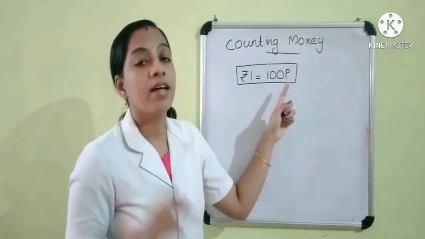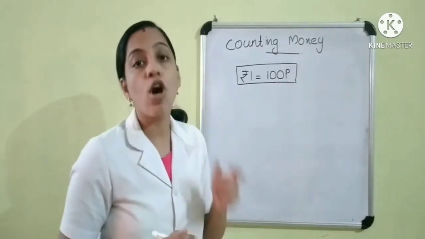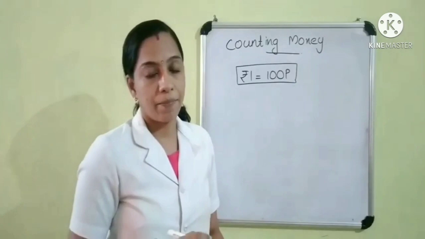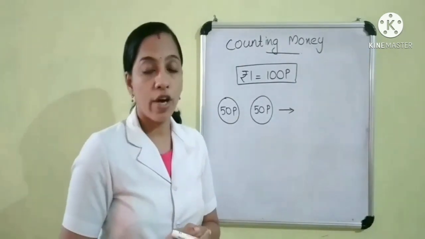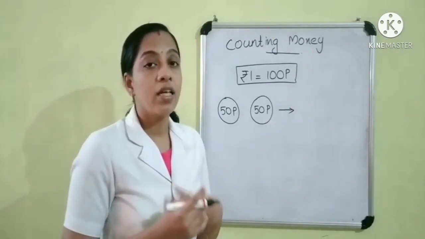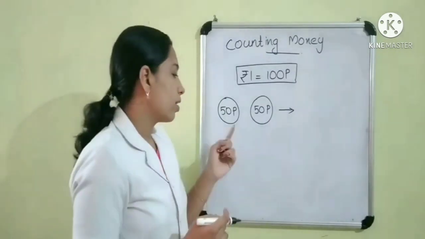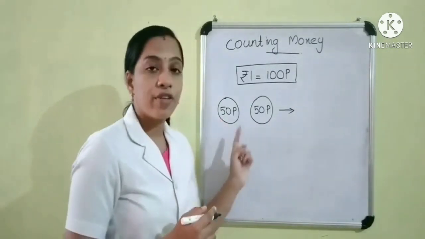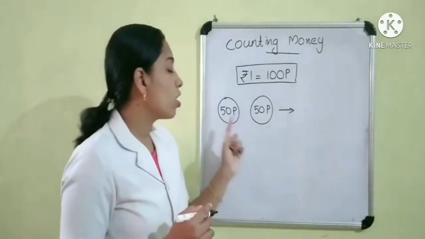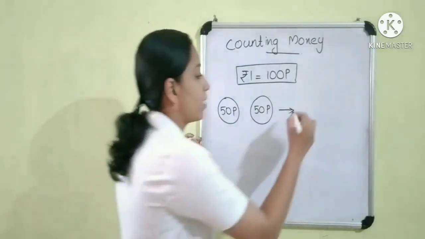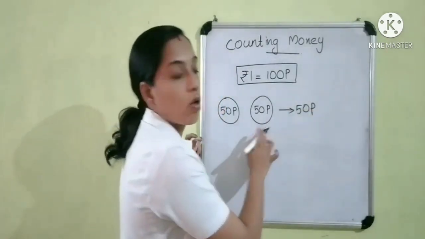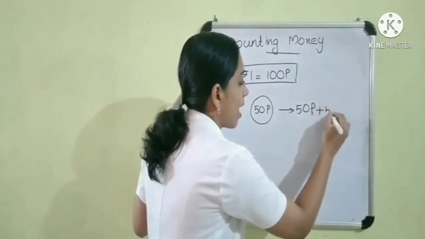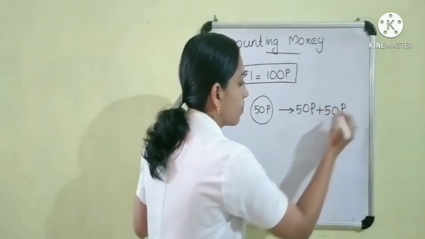Do you remember? Yes, 1 rupee is equal to 100 paise. See children, here you can see two 50 paise coins. Can you tell me the total amount? We have two 50 paise coins. We know the value of this coin is 50 paise. This also 50 paise. So let us add 50 paise plus 50 paise.